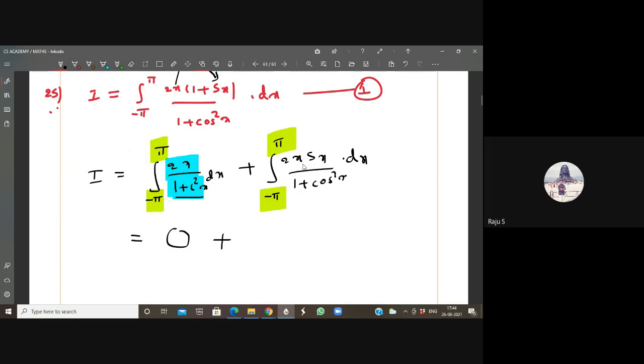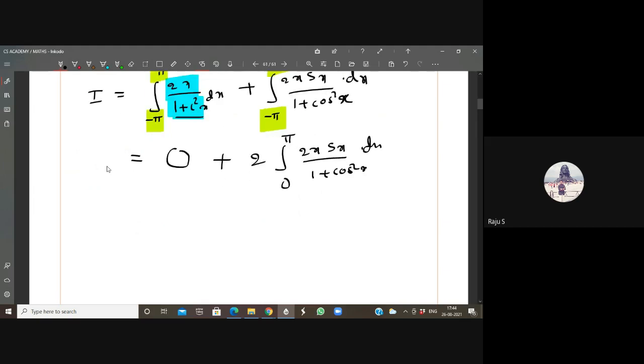Second one, x is odd. The denominator cos square x is clearly even. x is odd, sin x is odd. Odd into odd becomes even. So this is finally an even function. So whenever it is even, minus pi to plus pi can be written as 2 times the integral from 0 to pi of 2x sin x by 1 plus cos square x dx.